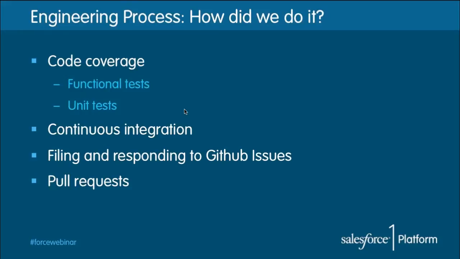A couple of quick notes about the engineering process. If you go out to the GitHub repository and take a look, you will see that there's an extensive amount of code coverage when it comes to both functional and unit tests. We wanted to make sure that we had really good support for functional tests so that as the Force.com APIs evolve and newer versions of these are released, we want to make sure that the interactions and the dynamics for interacting with these APIs are consistent and we get the expected results.